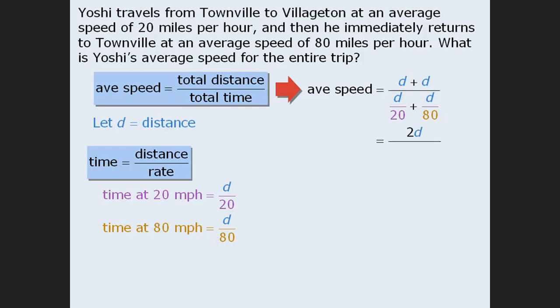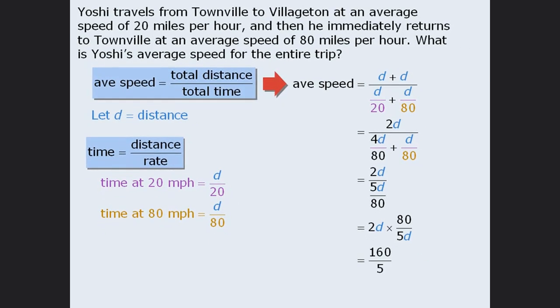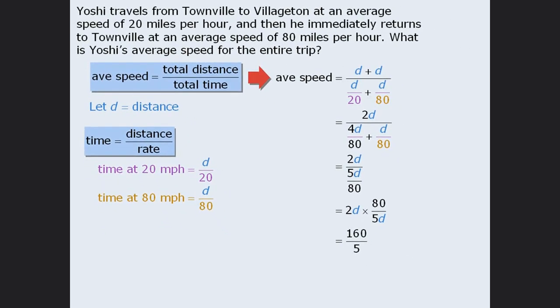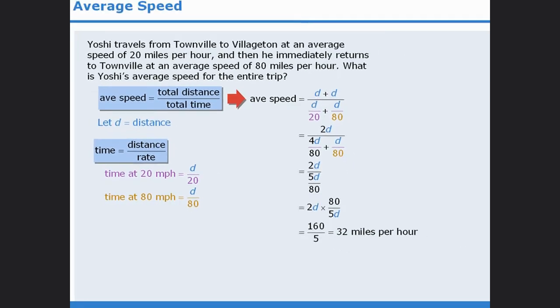First, we can simplify the numerator to be 2D, and next we will rewrite the fractions on the bottom with the same denominators. Now that the denominators are equal, we can combine the fractions to get 5D over 80. Next, to divide by 5D over 80, we will multiply it by the reciprocal, 80 over 5D. At this point, the D's conveniently cancel out to get 160 over 5, which equals an average speed of 32 miles per hour. Notice that although we did not know the distance between the two towns, we were still able to find the average speed of the trip.